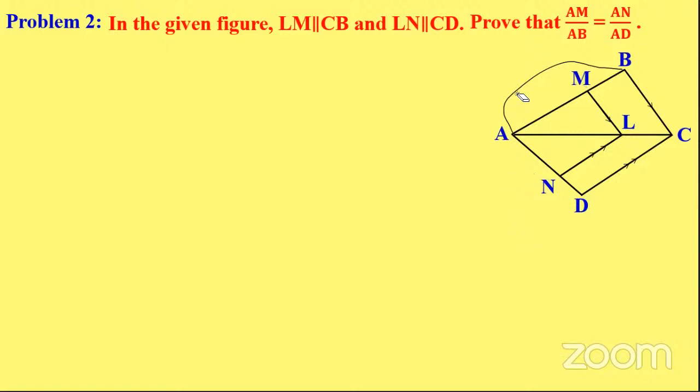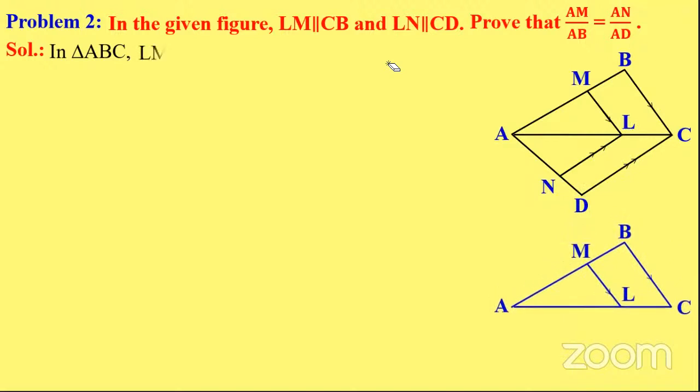How will we prove it? What is given? These two things are given to us: LM parallel to CB, LN parallel to CD. First we note down the given data. So in that triangle ABC, I am taking triangle ABC separately, with LM parallel to CB.